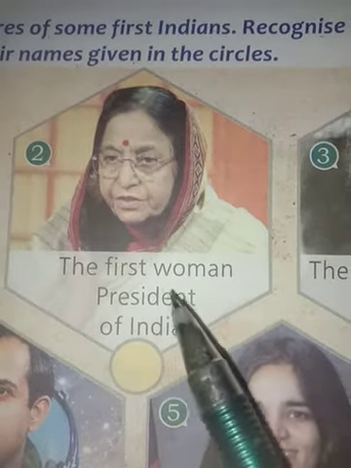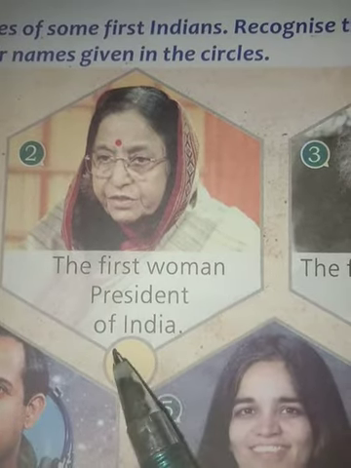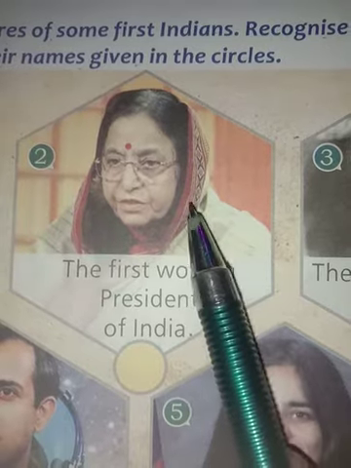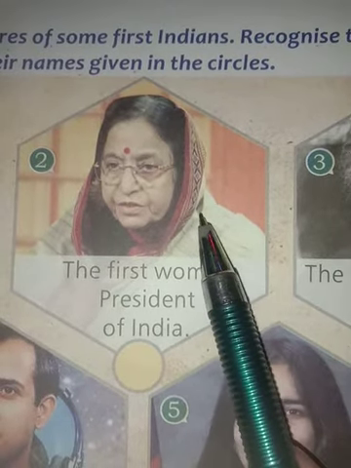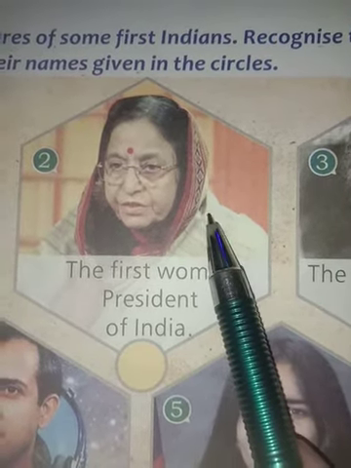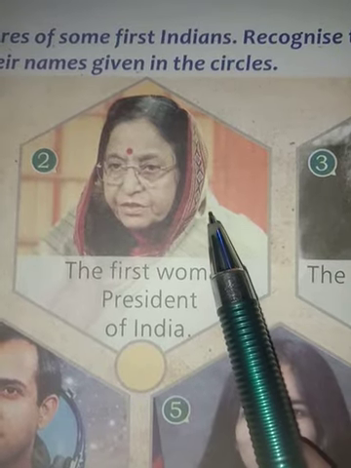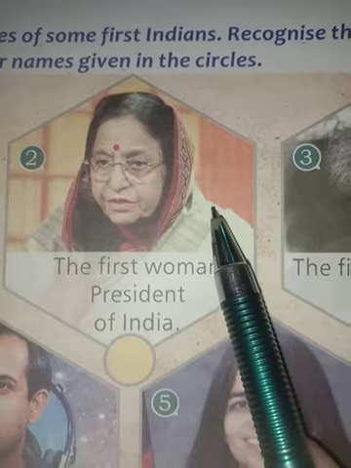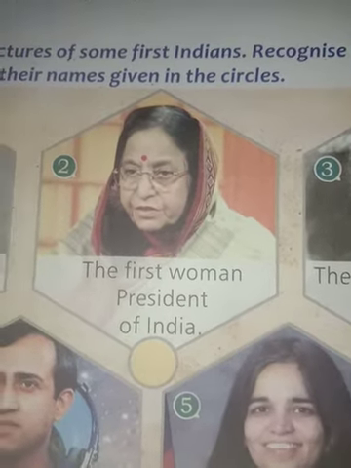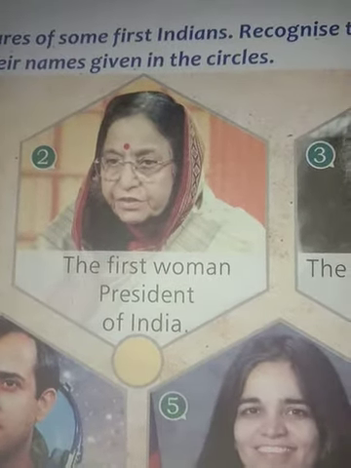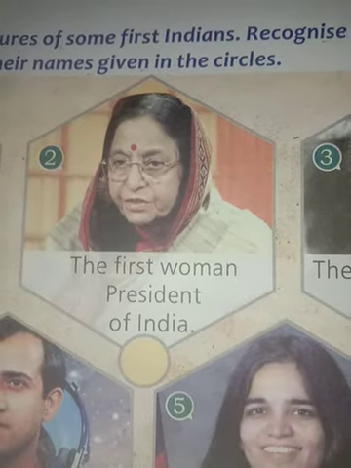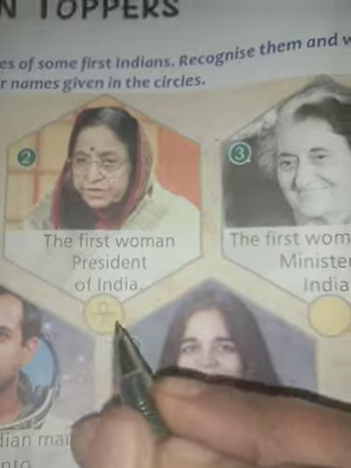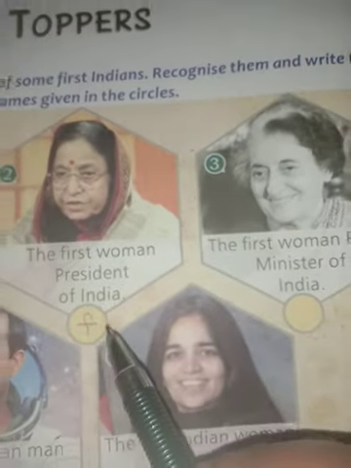Second, the first woman president of India. Pratibha Devi Singh Patil was the first woman to serve as President of India. She joined the Indian National Congress in 1962 at the age of 27. So the answer is Pratibha Devi Singh Patil. We will write here option F, Pratibha Devi Patil.